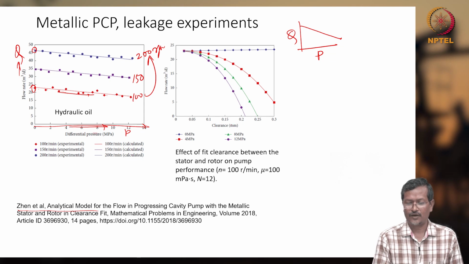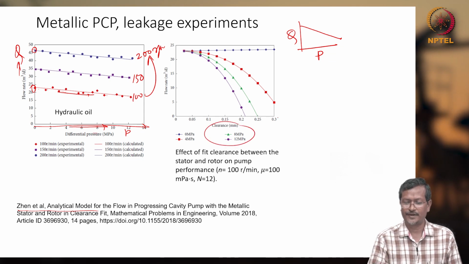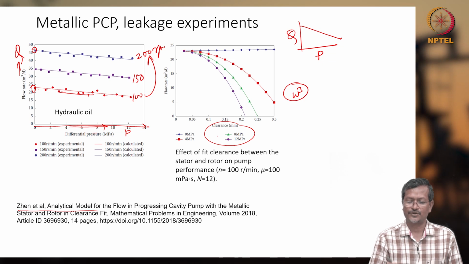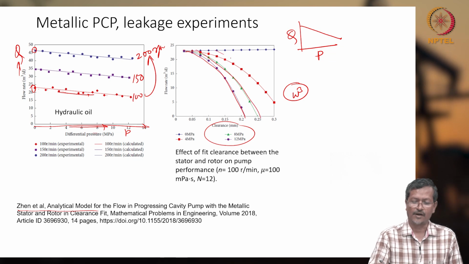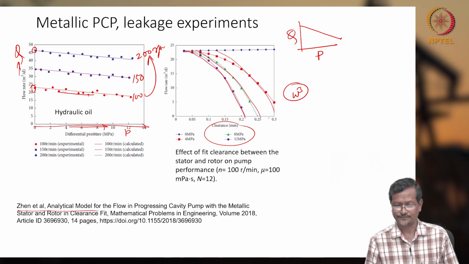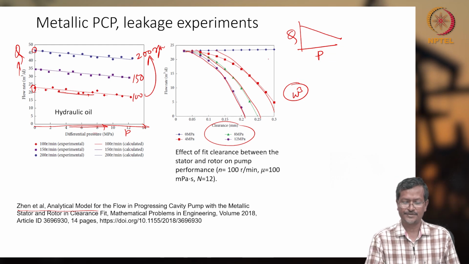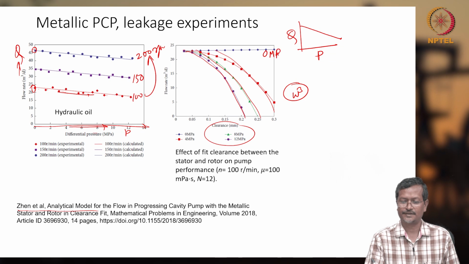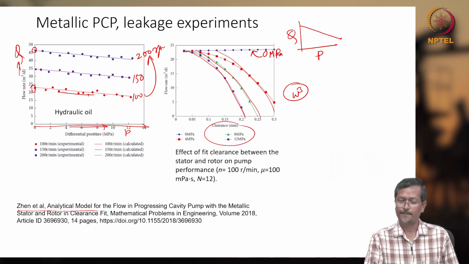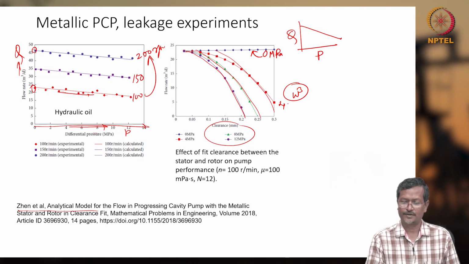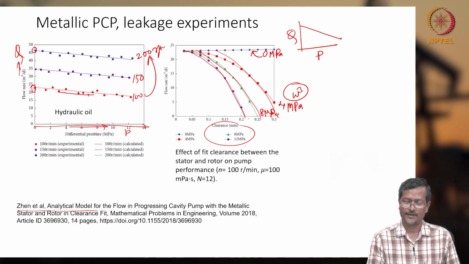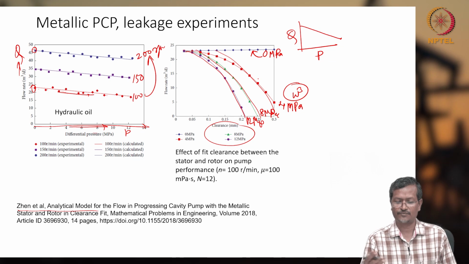Next is clearance. How is clearance affecting? Clearance is to the cubic power, right? The h cubed term was there. Because of that term, you see how the flow rate drops quickly. Clearance increasing, flow rate dropping. When there is no pressure difference, 0 megapascal, as they have written, there is no leakage. When pressure increases, this is 4 MPa, this is 8 MPa, this is 12 MPa.